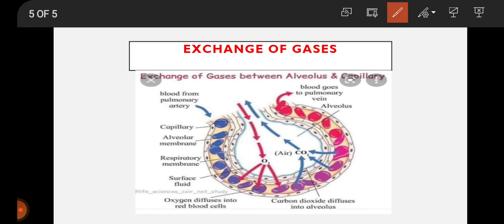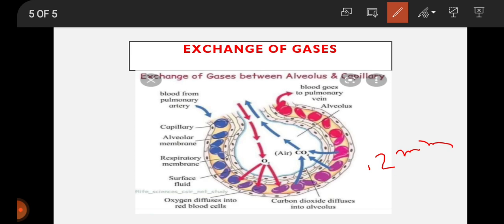The diffusion membrane is made up of three major layers. You can see here the layers. One is the squamous epithelium of alveoli, the endothelium of alveolar capillaries, and the third one is the basement membrane between them. The total thickness of the membrane is about 0.2 millimeter. The factors are favorable for diffusion of oxygen into the blood from the alveoli and the diffusion of carbon dioxide from the blood into the alveoli.